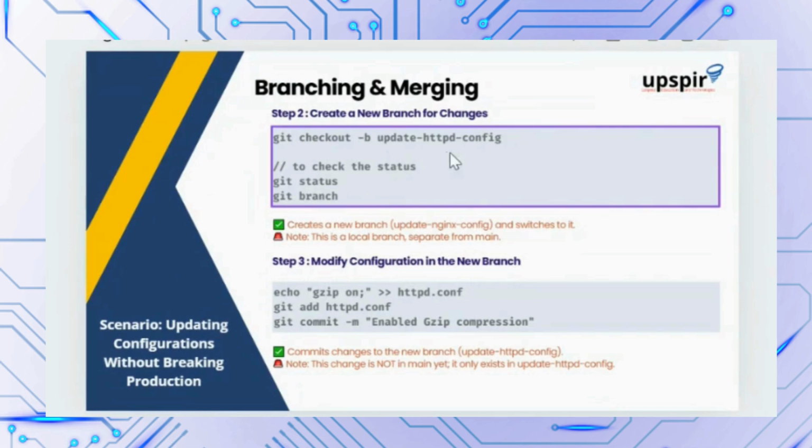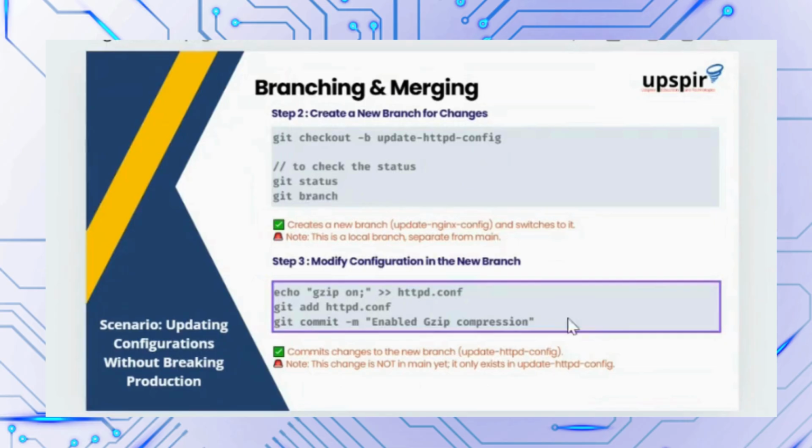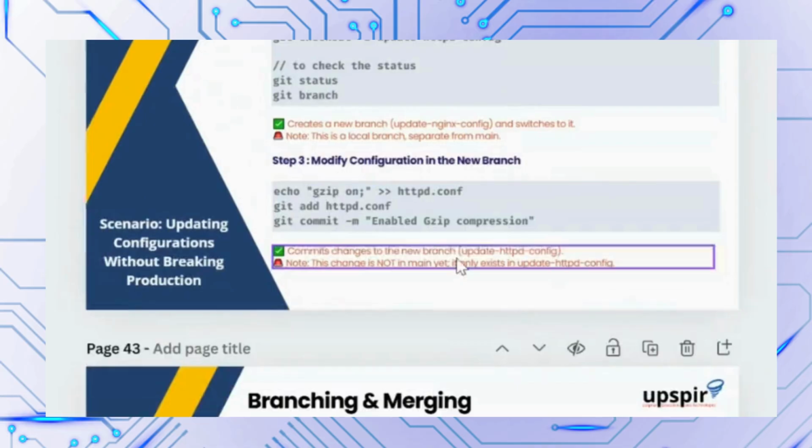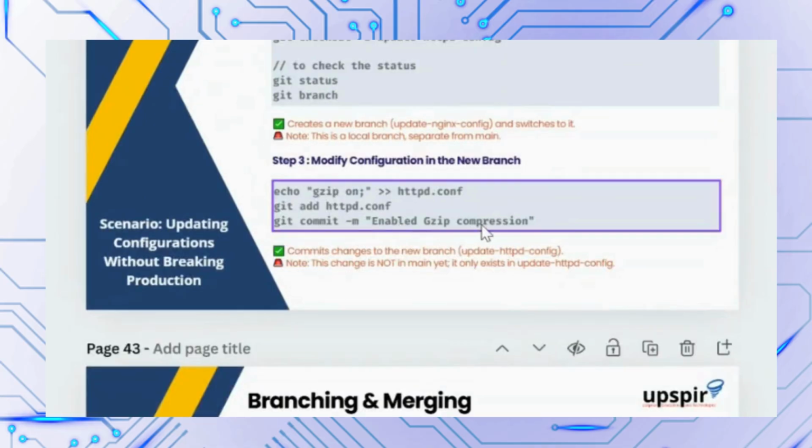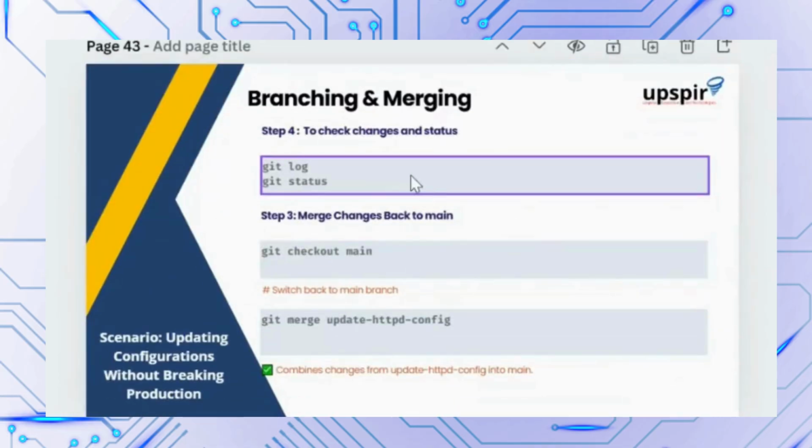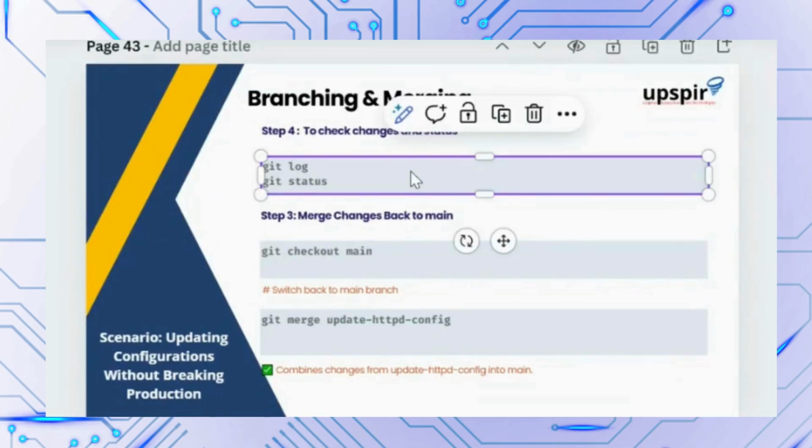So the configuration file is the update httpd config file. You can check your status using git status or git branch. Then you will make changes of whatever you want to do. You will add those changes and commit those changes. You can check again the status using git log or git status.